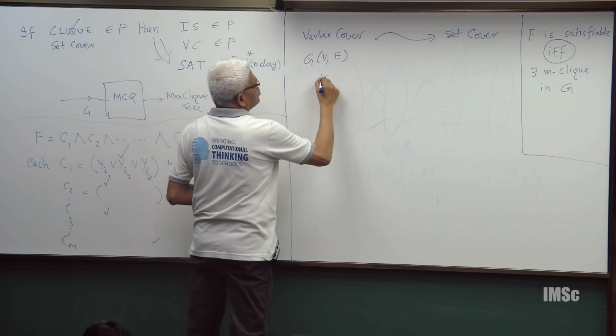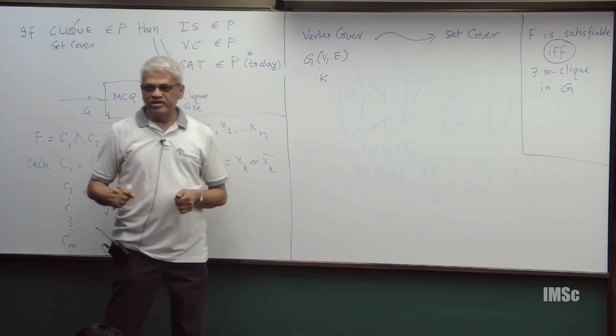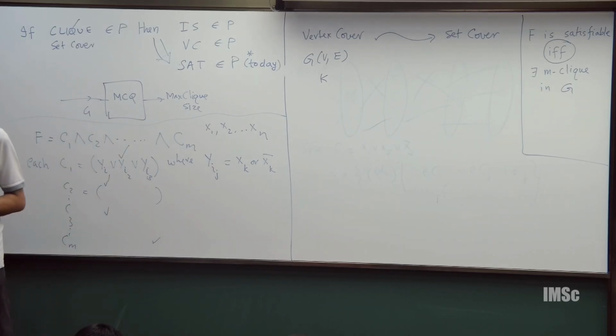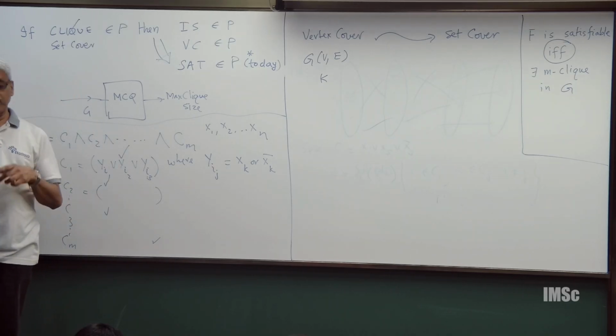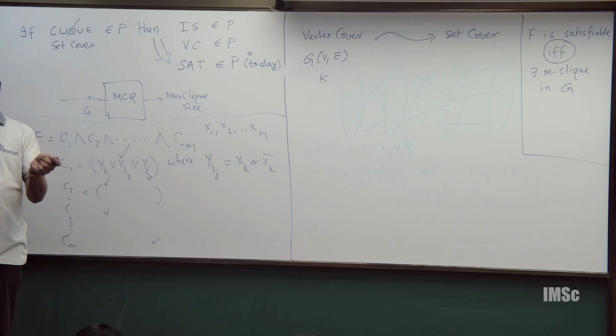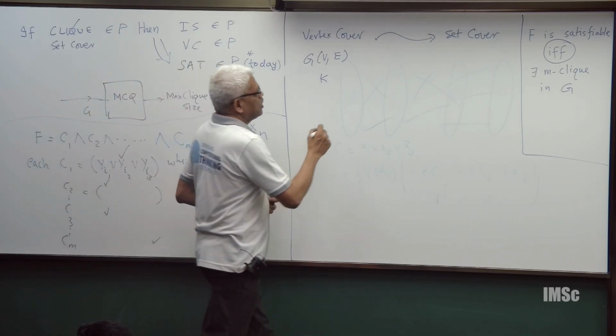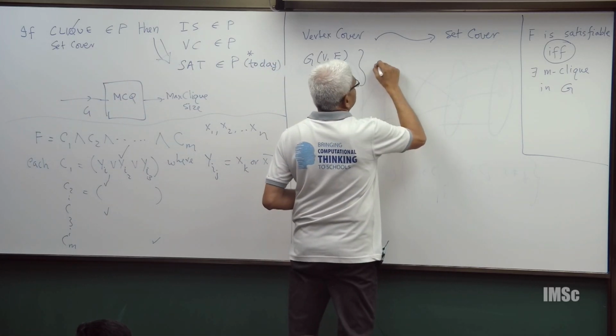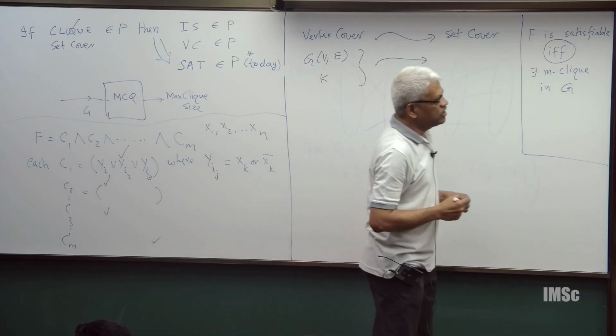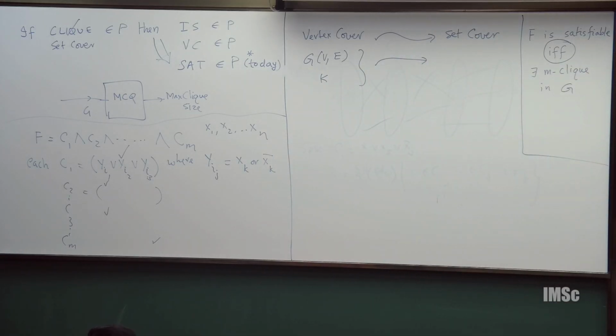and let us also assume that there is an integer k given, because it is a decision version of the vertex cover problem. I am not looking at minimum vertex cover, I am asking, are there k vertices that will cover all edges. Okay. So, now I want to convert this into an instance of set cover, which means I need to create a universe and a family of subsets. So, what should be the universe?